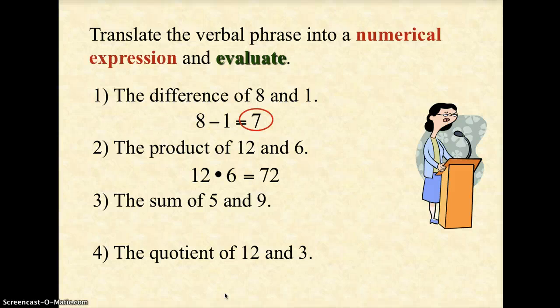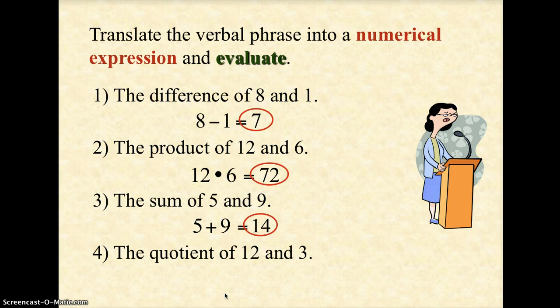Okay, the sum of 5 and 9, how are we going to write that? Write it in your notebook first. See if you'll get the correct answer. Now pause the video if you need to. And it should be 5 plus 9. And the sum of 5 and 9 is 14.